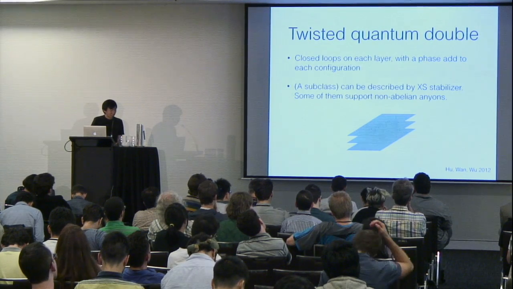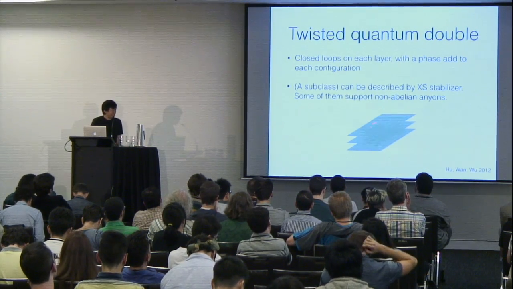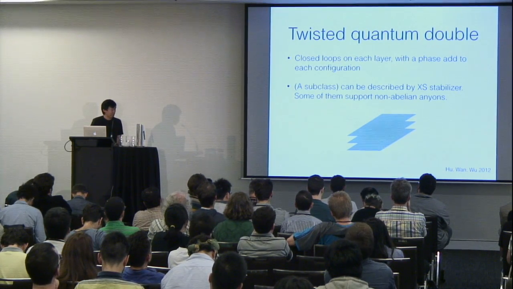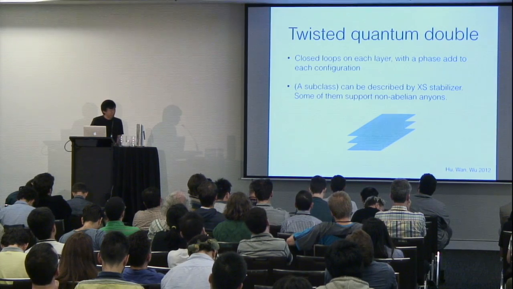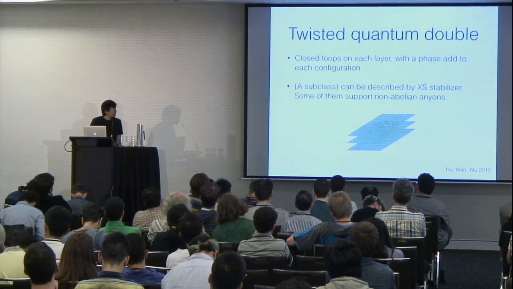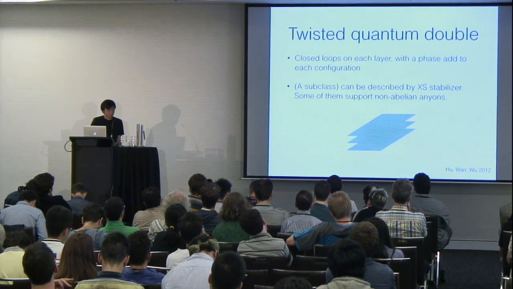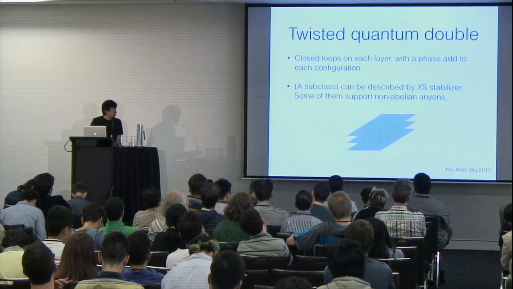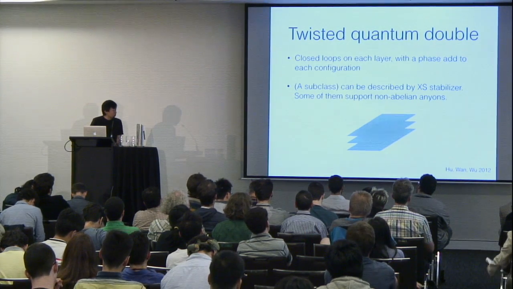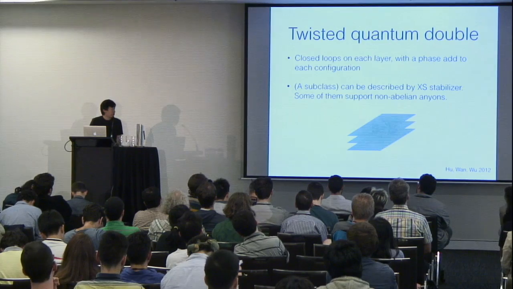Obviously, this can describe, for example, 3 independent layers of Toric code, or Toric code plus a double semion. But if you choose a phase good enough, you can actually describe some models with non-Abelian anyons. And what we show is that this type of model can be described by the XS stabilizer.